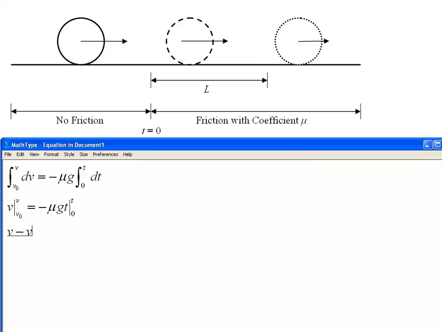So this gives us v minus v0 equals negative mu g t minus negative mu g 0, which of course just goes away. And finally, we can move the negative v0 to the other side and isolate our final velocity. And this is the expression that we're looking for.